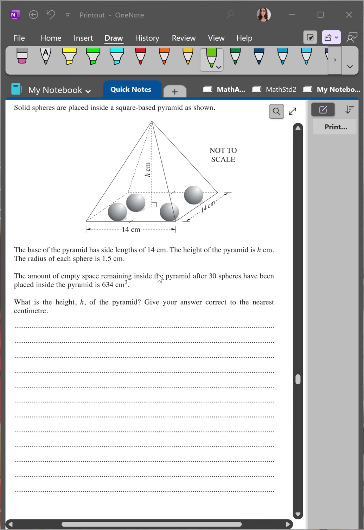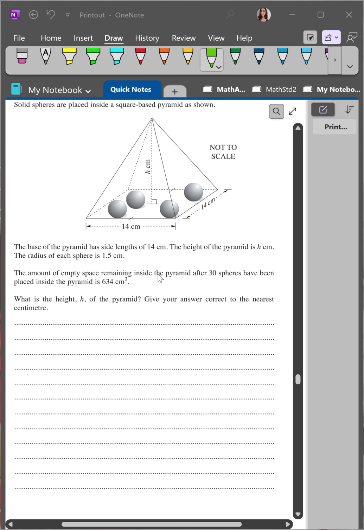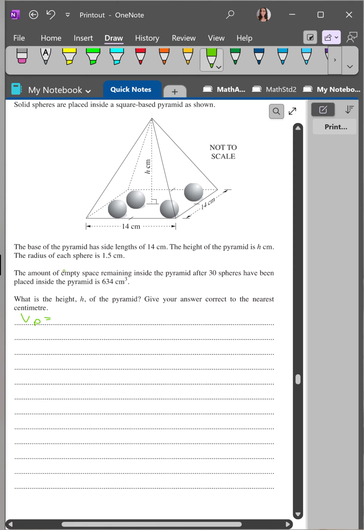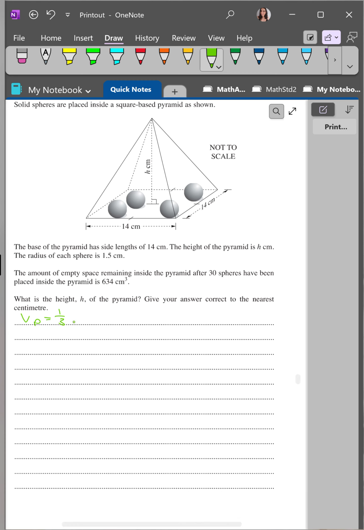So, what I'm thinking is we find the volume of the pyramid and the volume of all the spheres and just subtract them. If we start with the volume of the pyramid, the volume of any pyramid is 1/3 the area of the base times the height. So in this case, it's going to be equal to 1/3 times 14 squared, because it's a square pyramid, and then multiply that by h. If we simplify that, it equals 196 over 3 times h, because we still don't know h, and this is centimeters cubed.